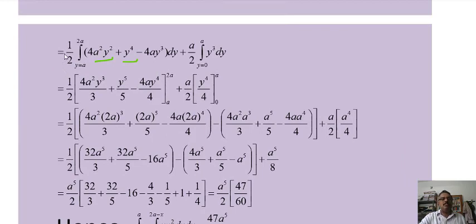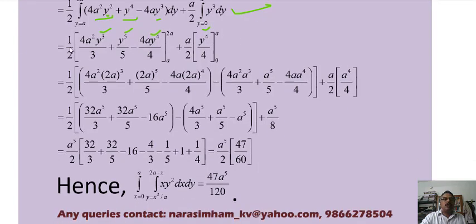Now this is the integral: 1 by 2 times integral a to 2a of 4a square y square plus y power 4 minus 4a y cube dy, plus a by 2 integral 0 to a of y cube dy. Now y square integration is y cube by 3, y power 4 integration is y power 5 by 5, y cube integration is y power 4 by 4, and y cube integration is y power 4 by 4. Now 1 by 2 times 4a square y cube by 3 plus y power 5 by 5 minus 4a y power 4 by 4, with limits a to 2a, plus a by 2 y power 4 by 4 with limits 0 to a.